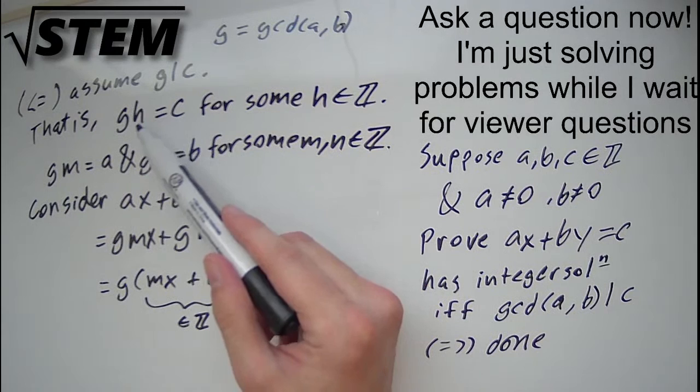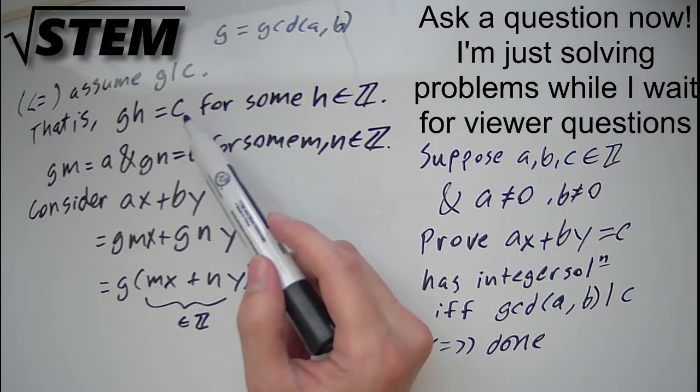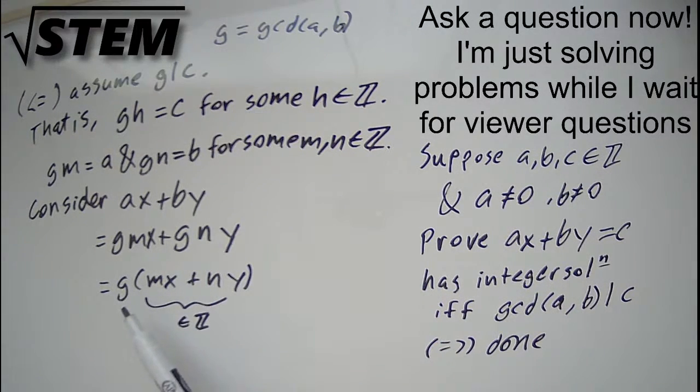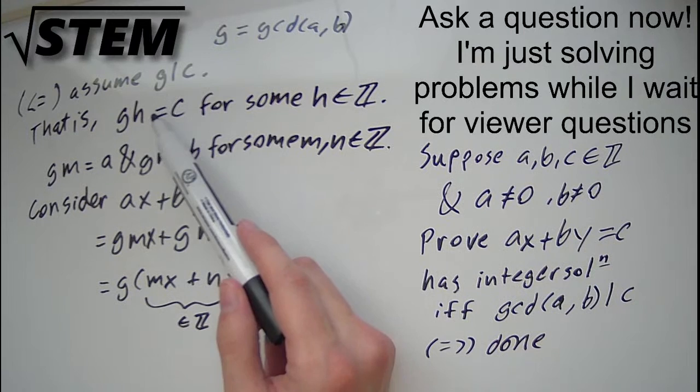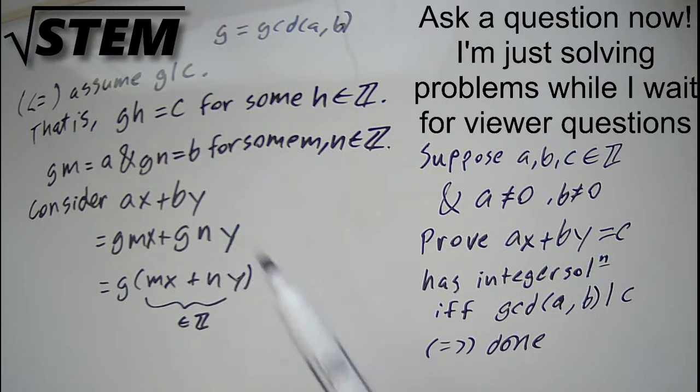So G times some integer H is equal to C. And here we have G times some integer. But we don't necessarily know that H and this linear combination are equal. We don't know that H equals MX plus NY. And I don't know if we can just assert that.